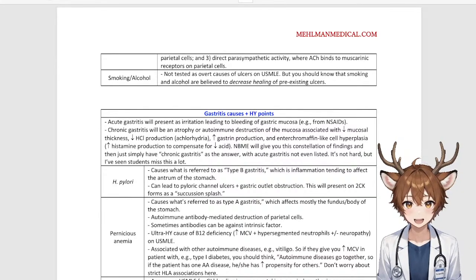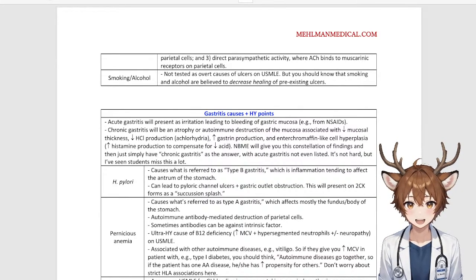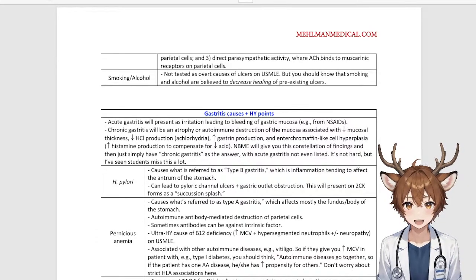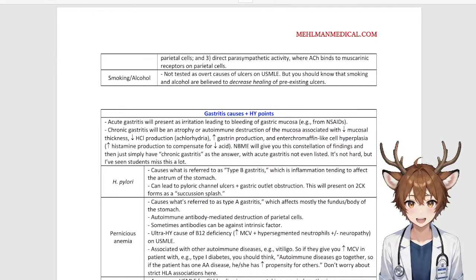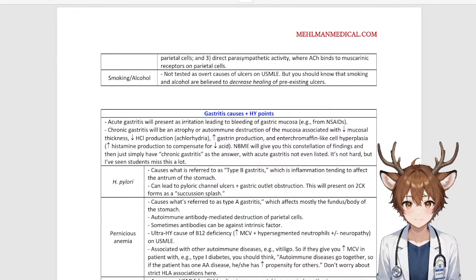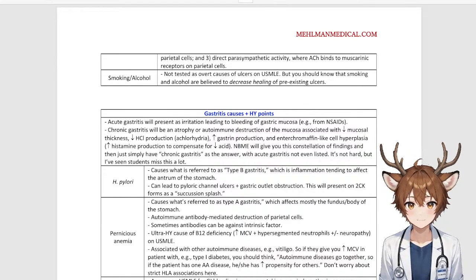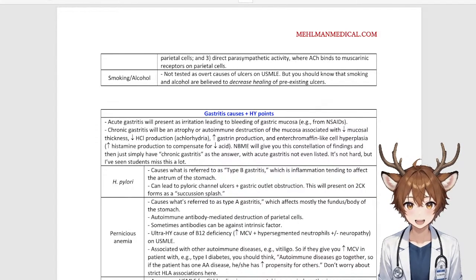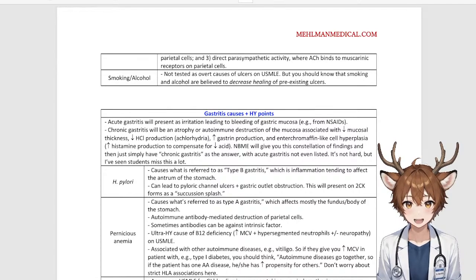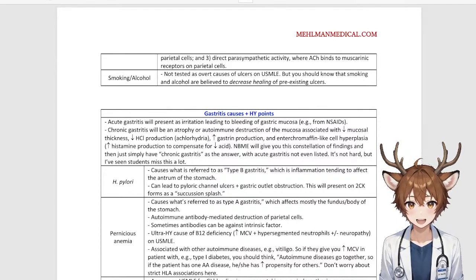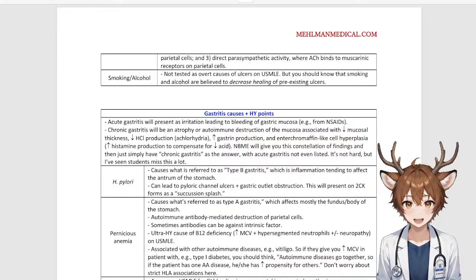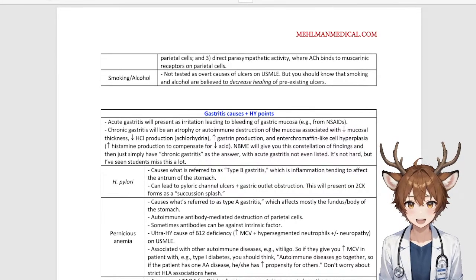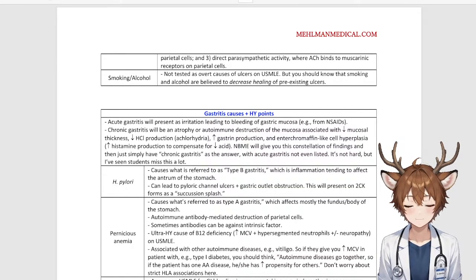NBME will give you this constellation of findings and then just simply have chronic gastritis as the answer, with acute gastritis not even listed. It's not hard, but I've seen students miss this a lot. So just be kind of aware of how they might phrase it, okay?